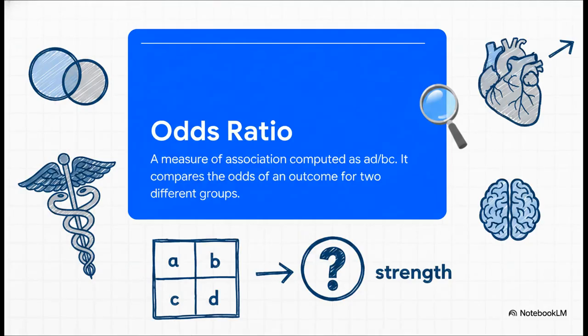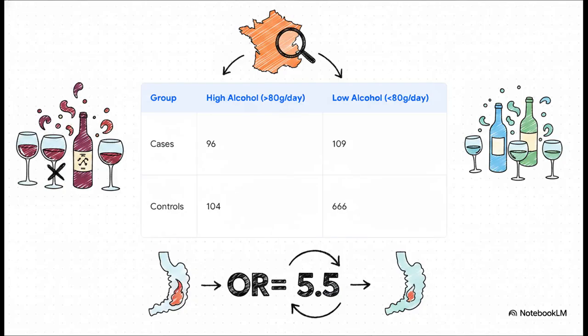You know, in really high-stakes fields like medicine, proving if there's a link is just step one. Researchers often need to know how strong that link is. And for that, they might calculate something called an odds ratio. It's a number that tells you exactly how much more likely an outcome is for one group compared to another. Just take a look at this powerful real-world example from a medical study in France.